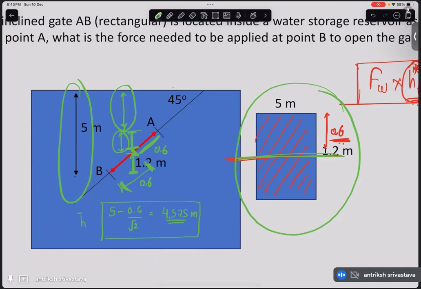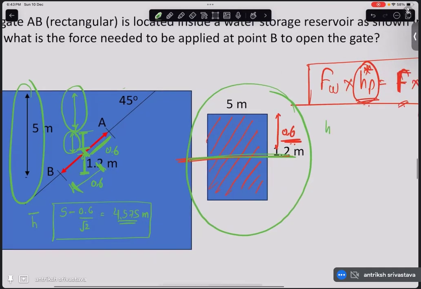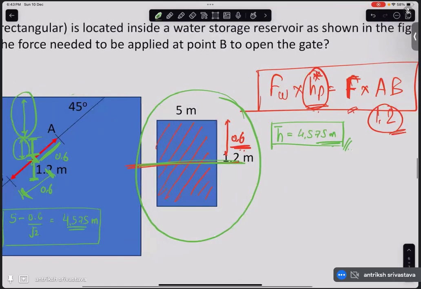So here is something you can learn from my mistake. Because of some extra calculations, some other mistakes happened, which you can avoid by trying to do the problem with the steps where minimum calculation is required. So h bar is 4.575. Now let's calculate the pressure force from this particular h bar.